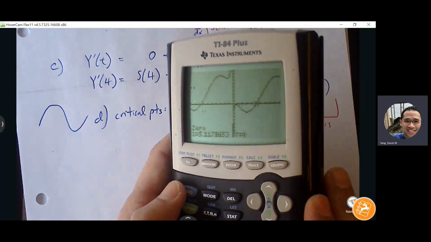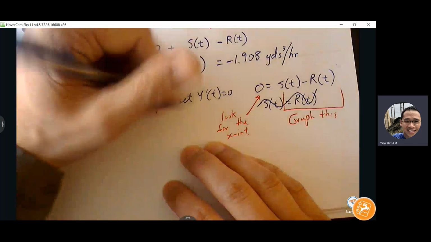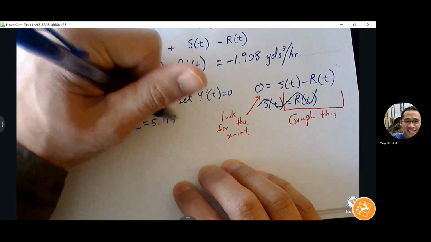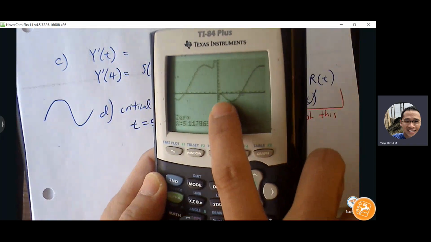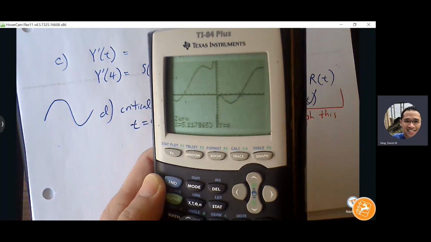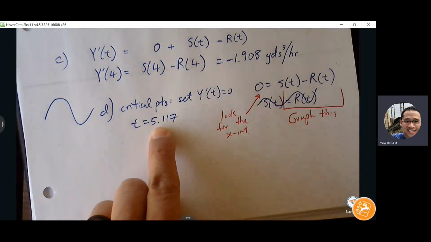So 5.117. So that's a t-value I have to involve. That's a potential place where an absolute minimum could occur. But that's the only t-value, right? There may be an x-intercept elsewhere, but we don't see it crossing, right? If it doesn't cross the x-axis, it's not a relative max or relative min. So we have one critical point.